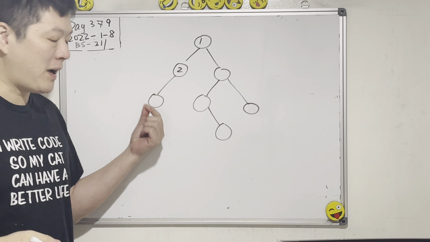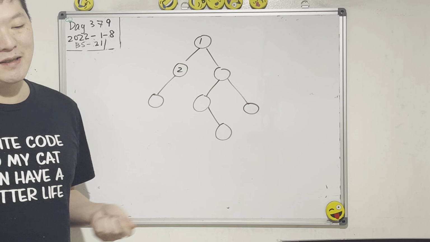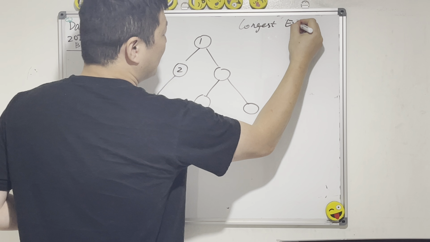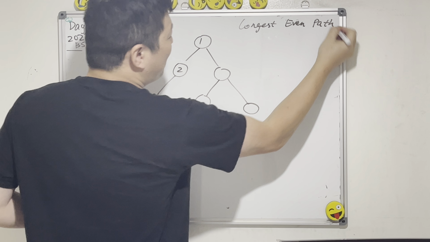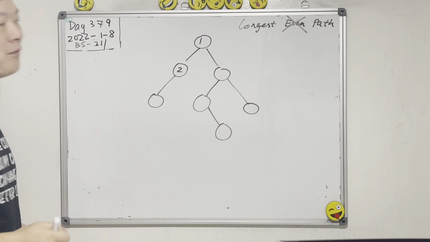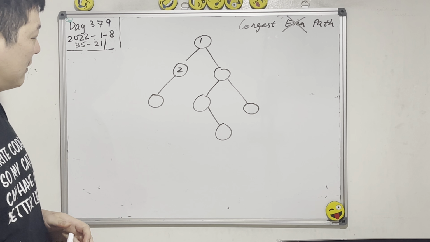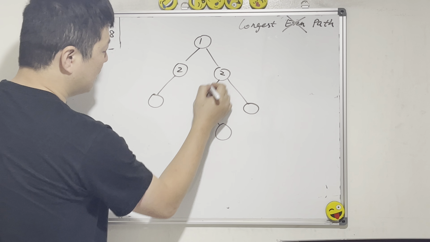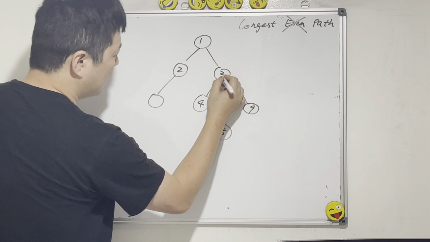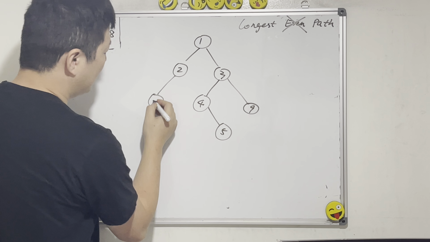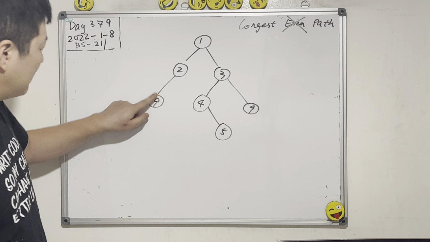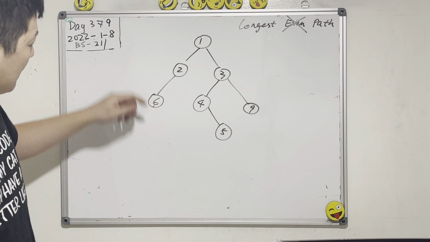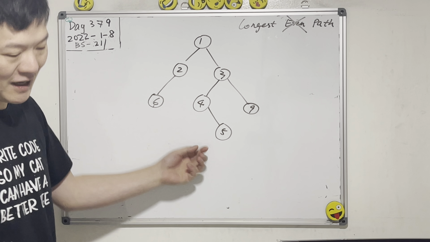What's the longest path? Remember we talked about the longest even path. Let's get rid of the even today. So we want to find out the longest path. Let's say 6, 2, 1, 3, 4, 5. That's the longest.